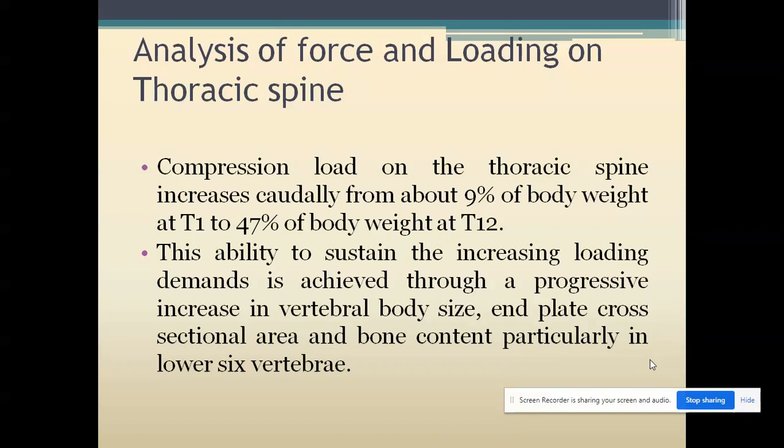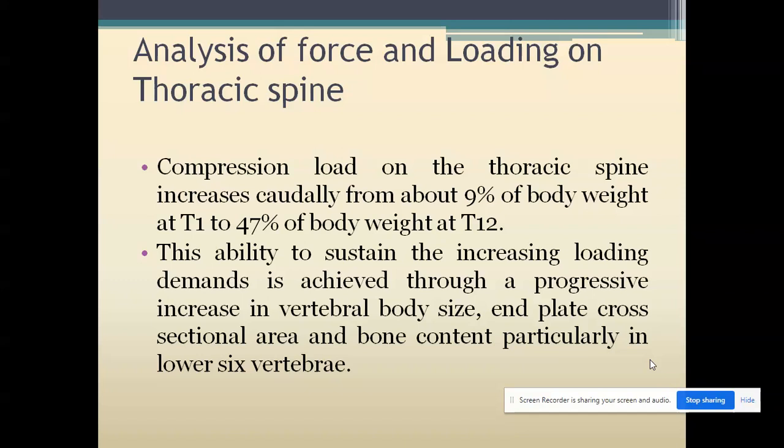Coming to the analysis of force and loading on the thoracic spine. Compression load on the thoracic spine increases caudally, that is in a downward direction, from about 9 percent of body weight at T1 to 47 percent of body weight at T12.